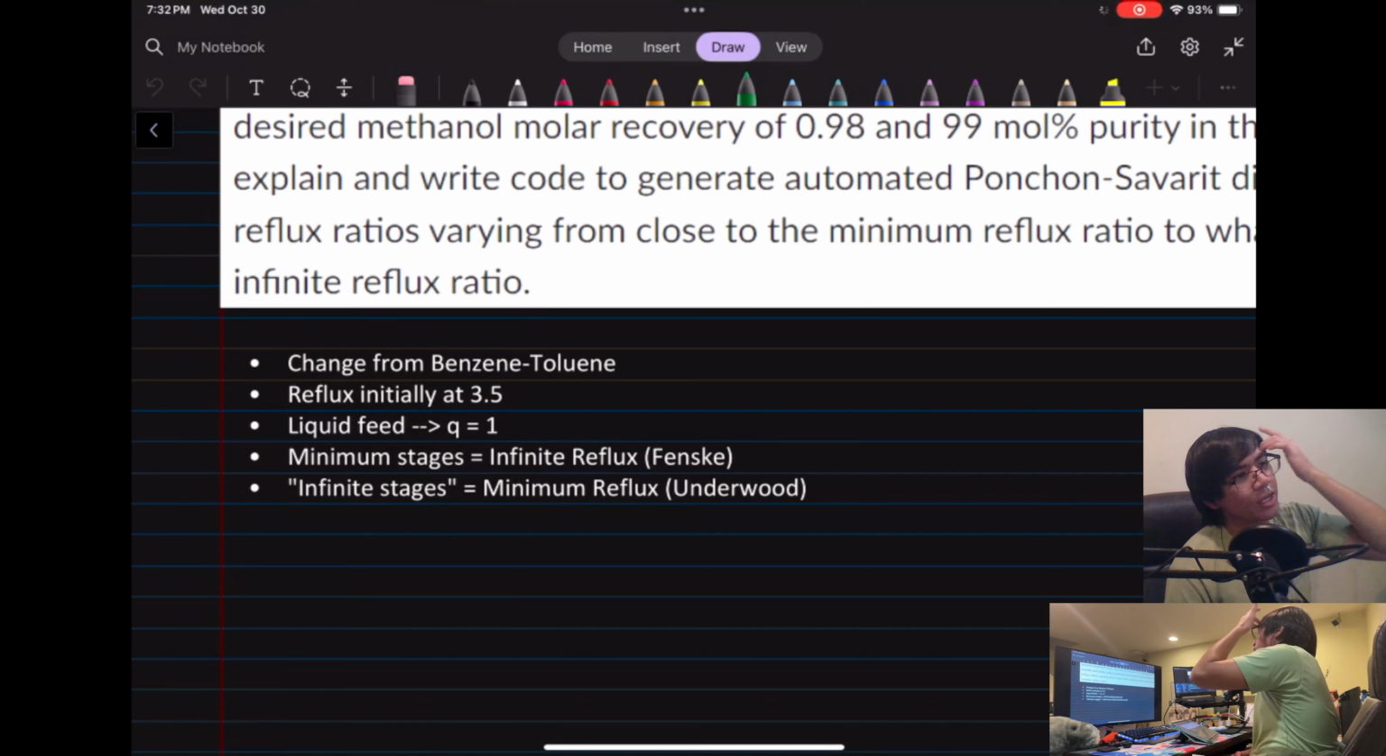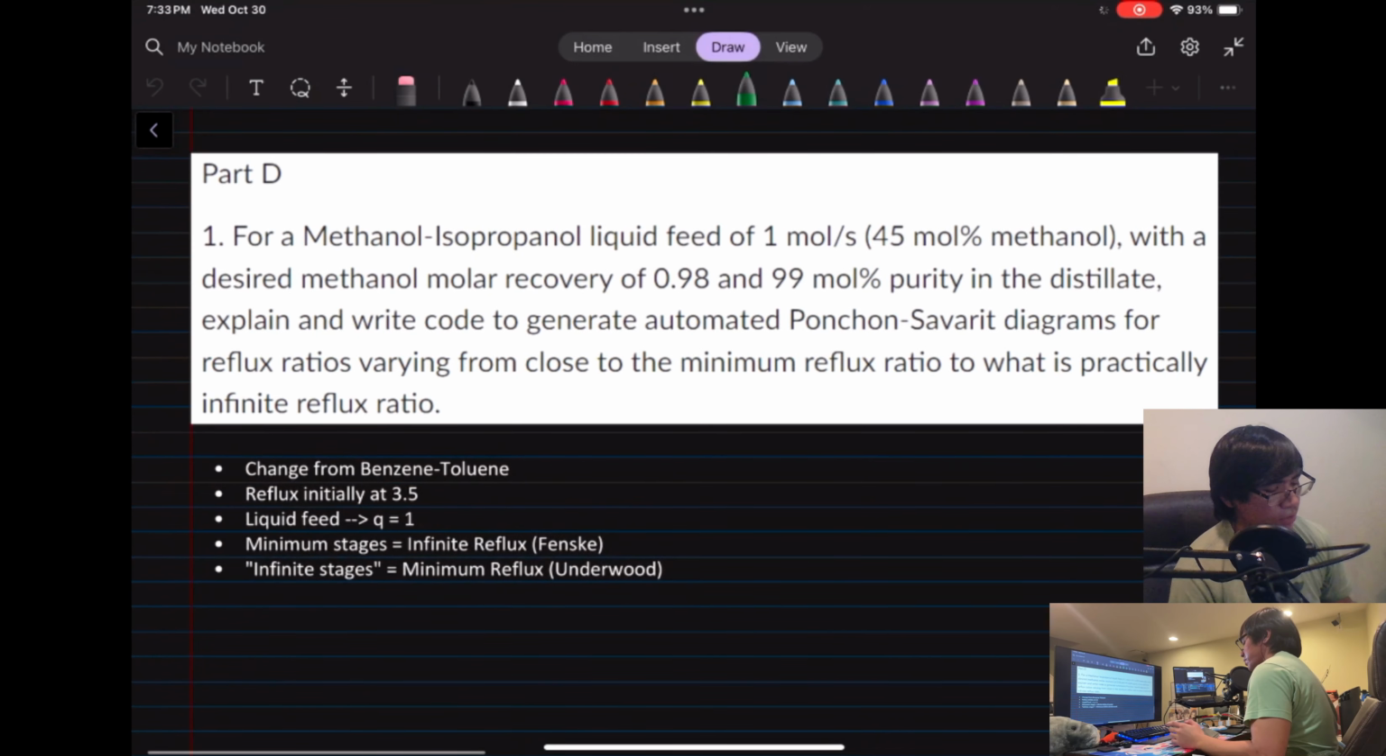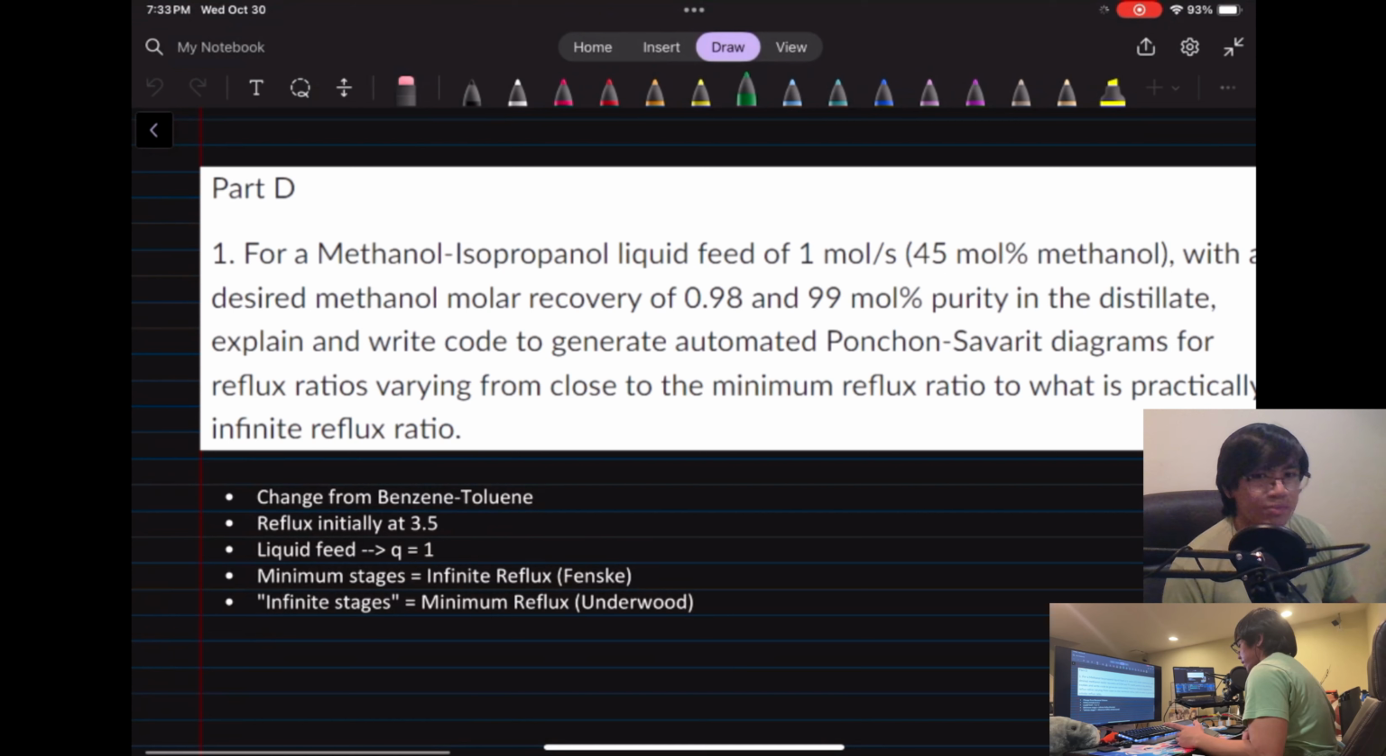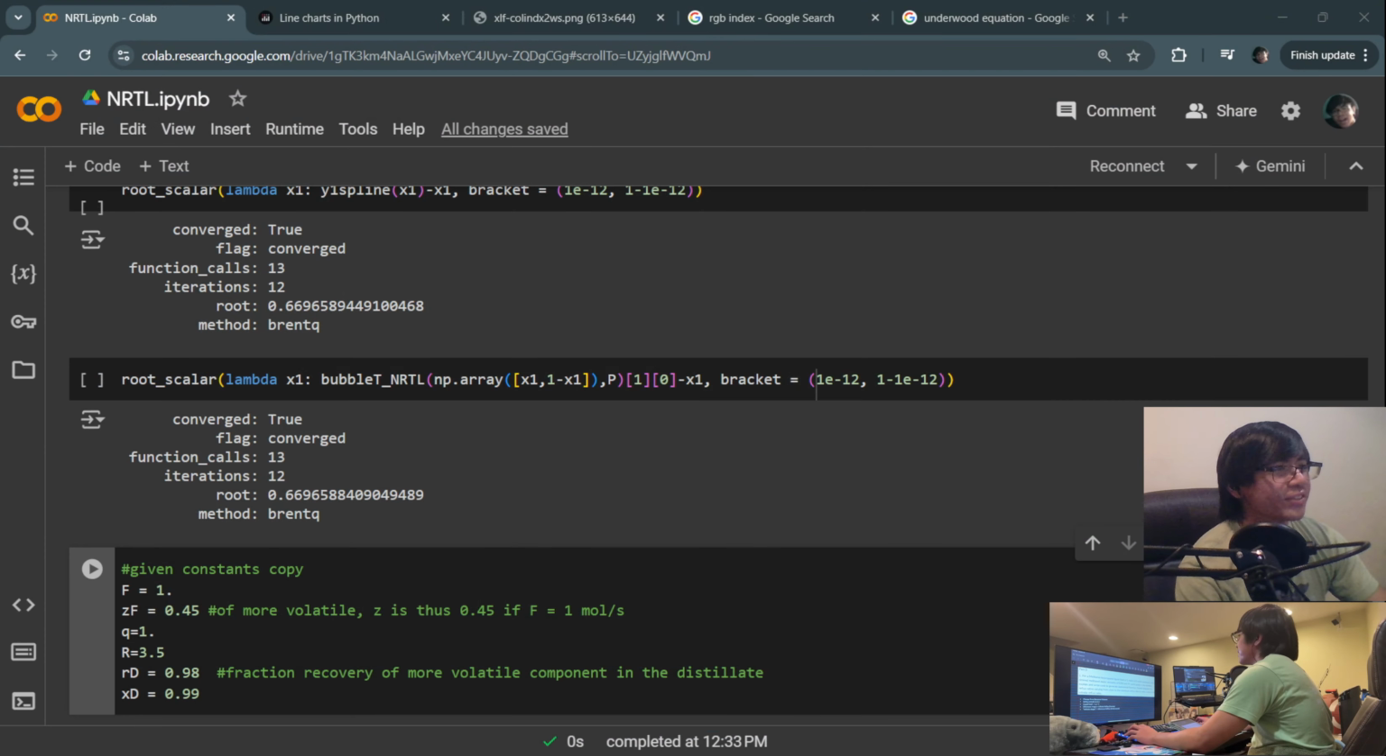So I think this problem asks methanol-isopropanol. Essentially, you're going to get the same kind of graphs if you do either of these two. There'll be more stages, and that's exactly what we want in our plot, so it's more visual. You can see the lines and what's happening. I think I already explained the Ponchon-Savarit in the last video, so I think we can just go straight to our Colab, sorry. So we'll go with that.